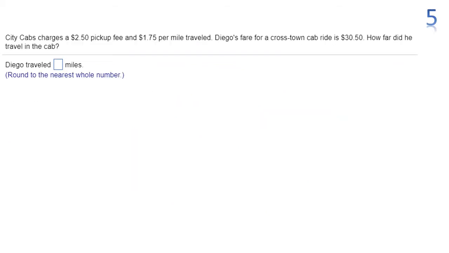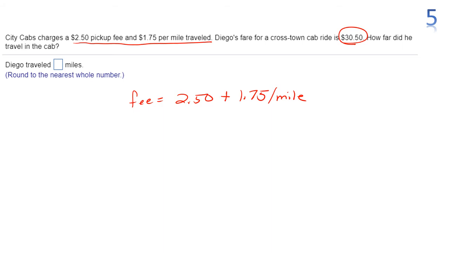Now in this question, you're going to be calculating a charge for a taxi cab. City cabs will charge a $2.50 pickup fee and $1.75 per mile. So their fee is $2.50, that's the fixed cost if you refer to the formula sheet, and $1.75 per mile, that's the variable cost because the more miles you go, the higher that will be. Now Diego took this cab, and to go downtown his charge was $30.50. So his fee was $30.50. How far did he travel?